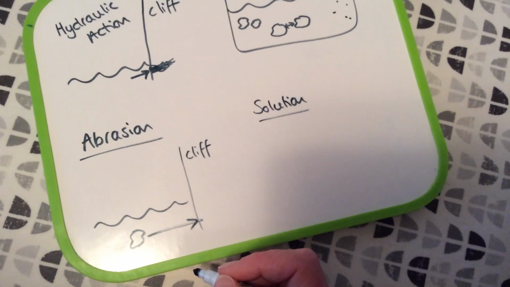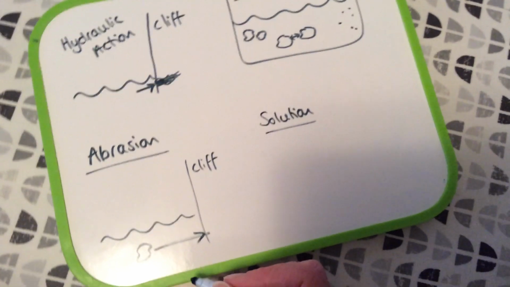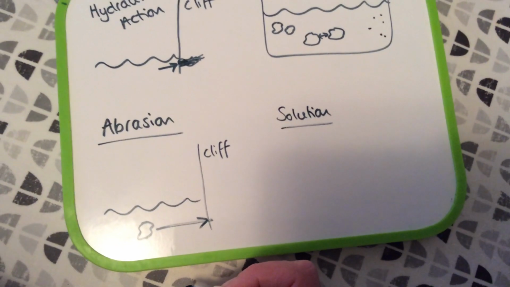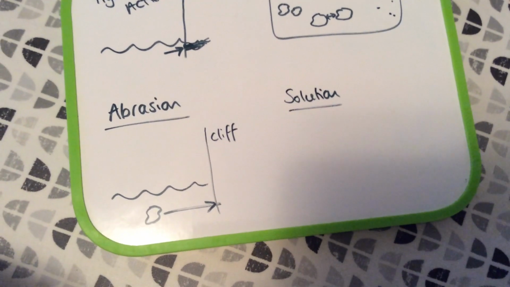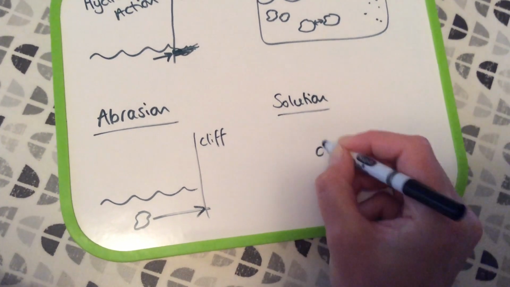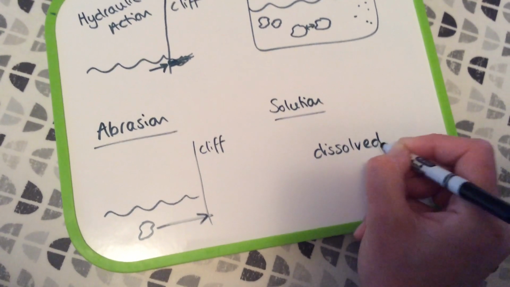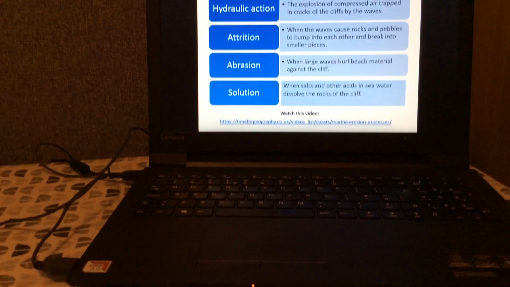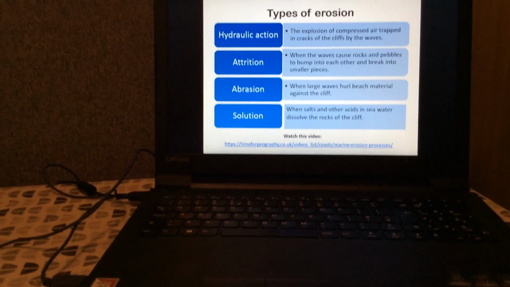And the last one, that word solution again. When salts and other acids in the seawater dissolve the rocks of the cliff. Now, not all rocks are equally susceptible to this. Depends what they're made of. But some cliffs, particularly things like calcium carbonate, can get broken down more easily by solution. They can get dissolved. I'm not really very good at thinking of a diagram to draw for that. Okay, so those are our 4 types of erosion. And like I said, hopefully they're the same terms as we came across when we learned about rivers.